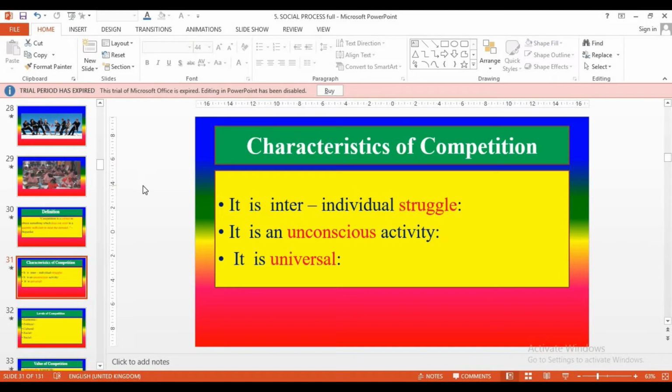Then characteristics of competition. Inter-individual struggle, which means struggle between two or more individuals to attain a particular goal or particular material or non-material factors. Next, it is an unconscious activity. Everyone has been comparing with each other unconsciously. We know about it, but we're not aware of it.